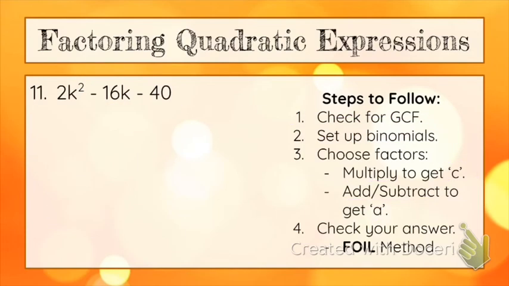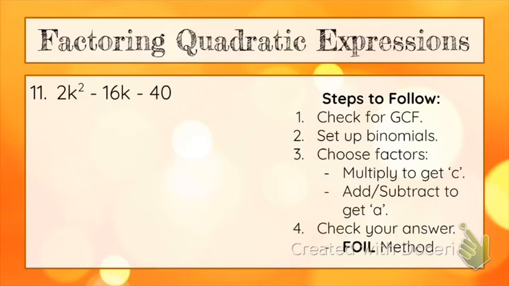Okay, on this one you're going to notice that when we check for a greatest common factor, there is a greatest common factor. And you're also going to notice that a is not equal to 1. And right now, we are learning about factoring where a equals 1. So most likely, that means that we need to take a greatest common factor out.